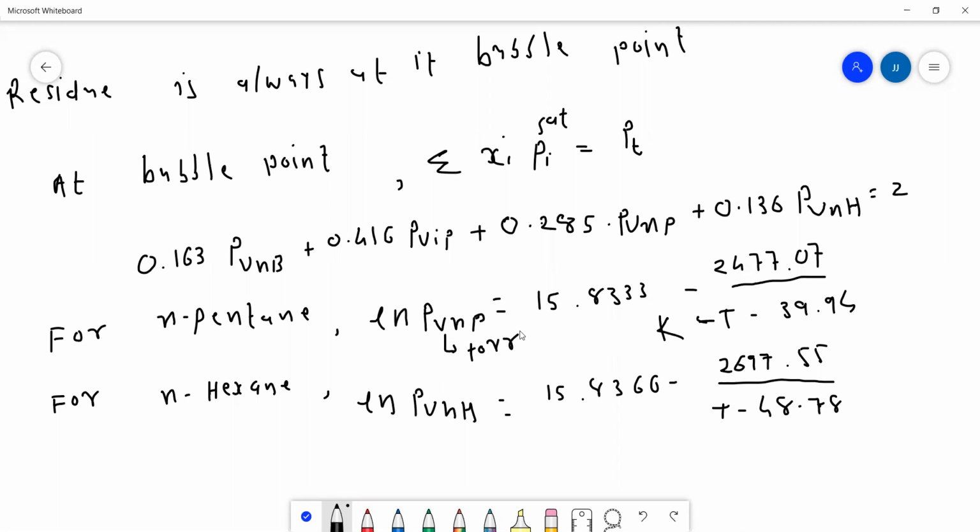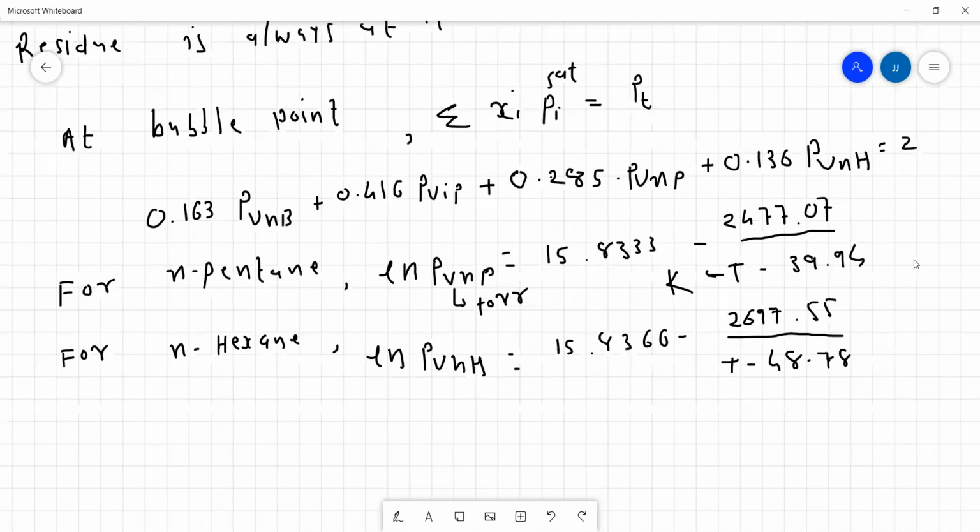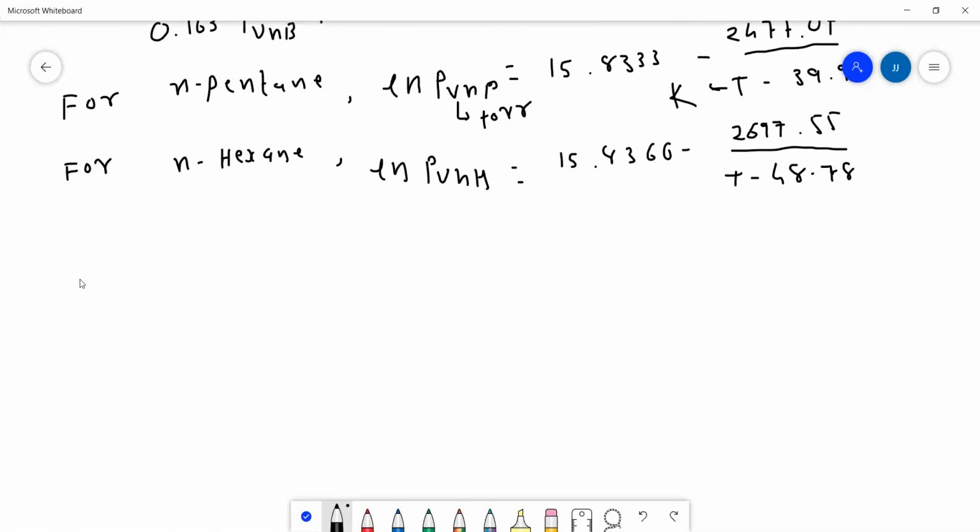So we have to select the temperature by trial and error. We have to choose the temperature such that once we get the vapor pressure of all the components and substitute in this equation, the left hand side should equal the right hand side. So this is the trial and error method.